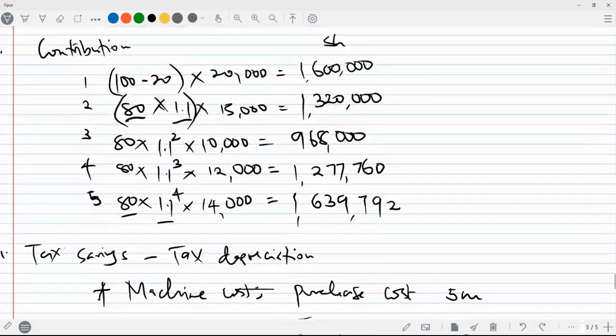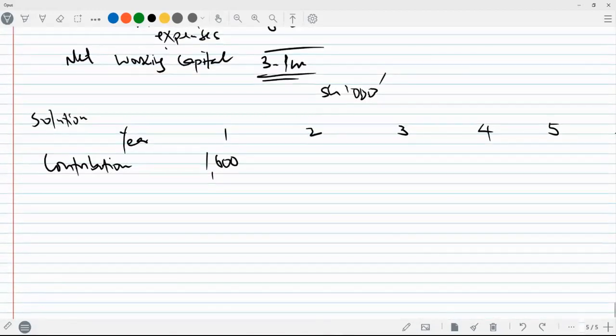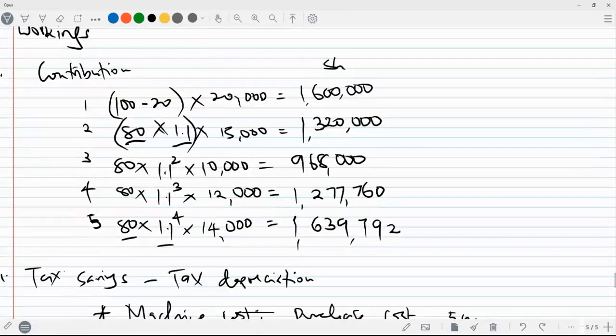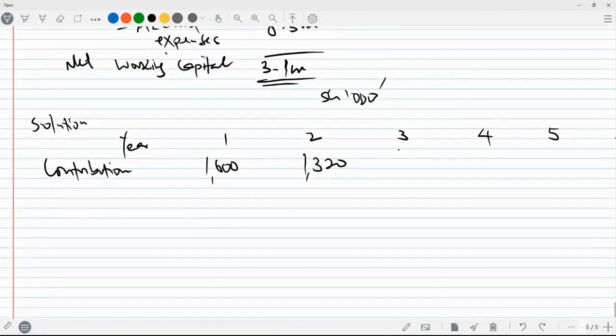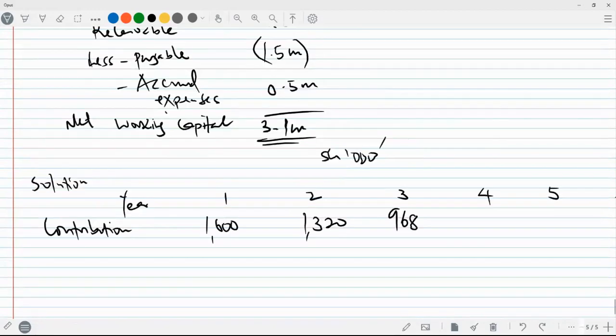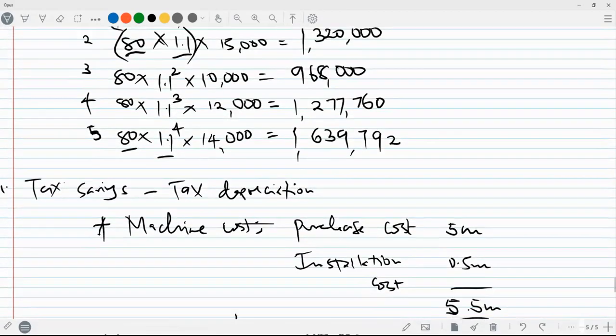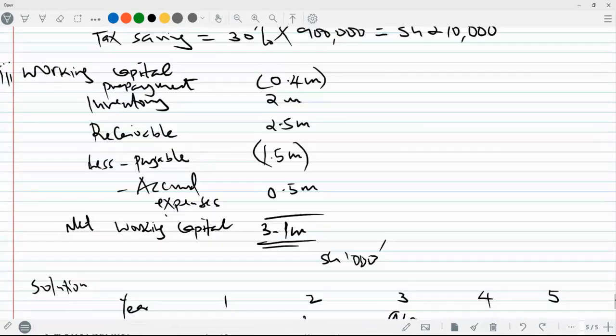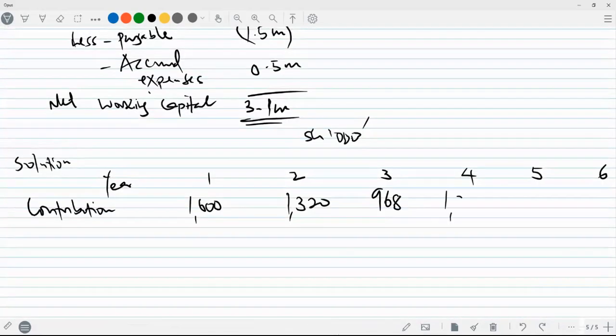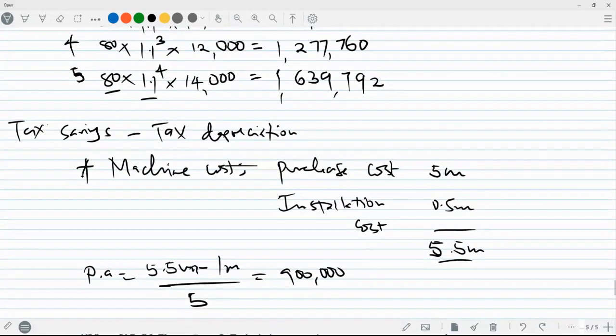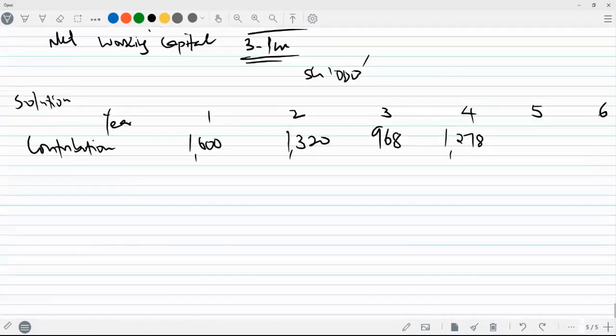Year 2, working for it, 1320. Year 3, 968. Year 4, 1277, 1278, that's the nearest. Year 5, 1640.